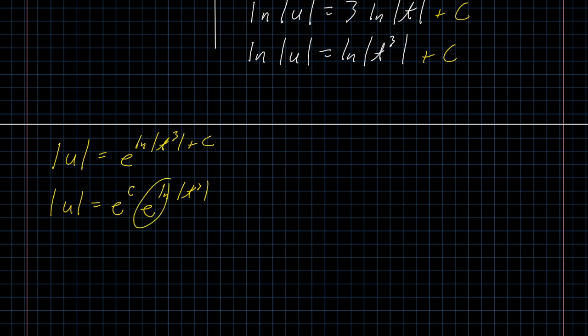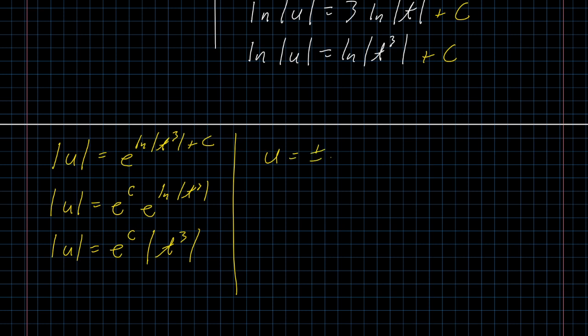And then e and natural log are going to cancel each other out. So I get that the absolute value of u is equal to e to the c times the absolute value of t cubed. There we go. Now I'm back on track. And then again here, same trick. If I have absolute values, then the arguments inside could be plus or minus. So u is equal to plus or minus e to the c times t cubed, and plus or minus e to the c is some arbitrary constant a.